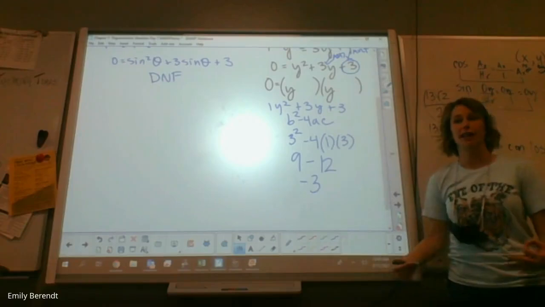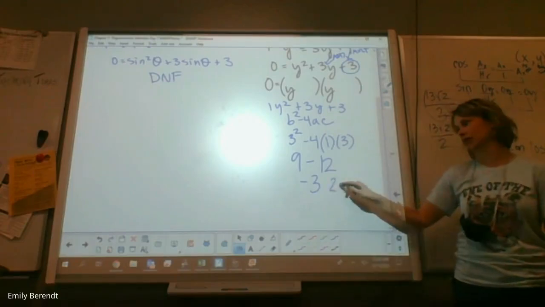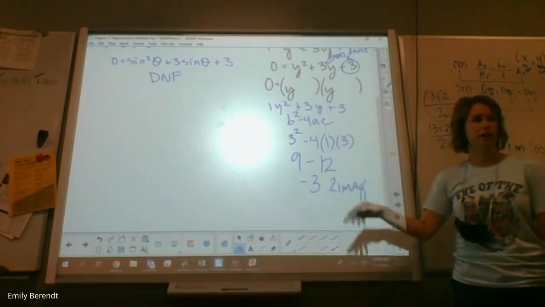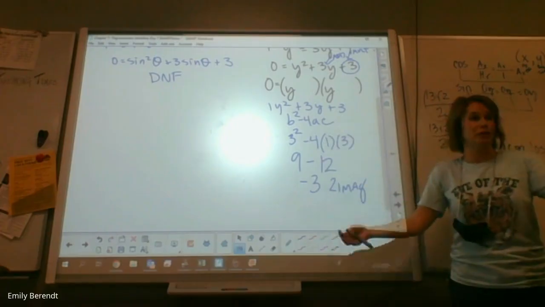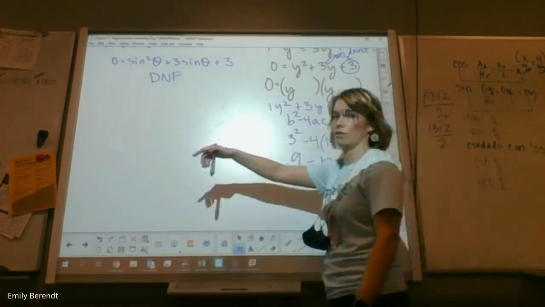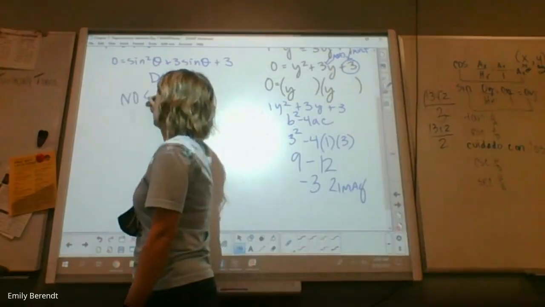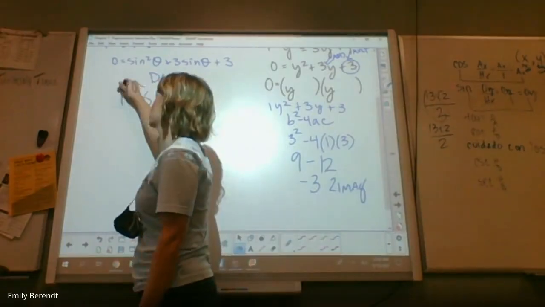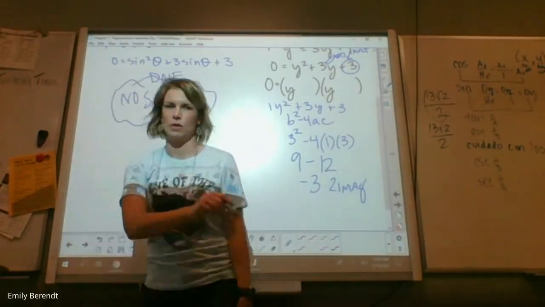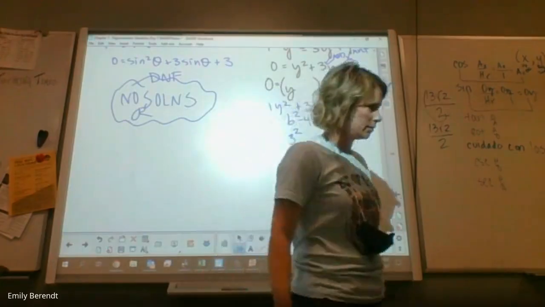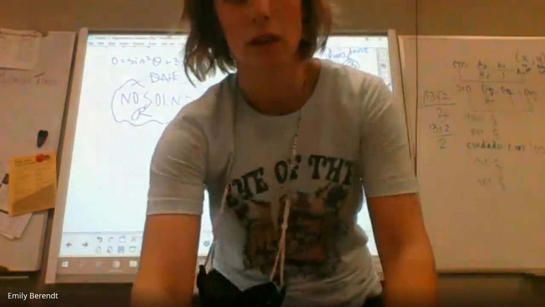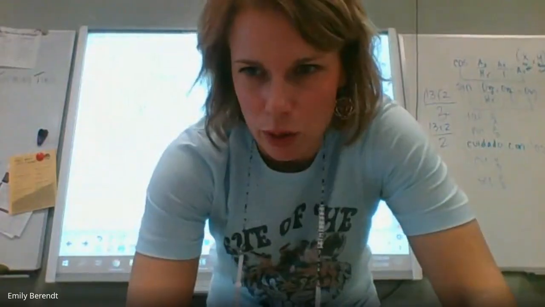Your discriminant came out to be negative, which means that you have 2 imaginary solutions, which means there can't be any solutions if they're imaginary. So if it doesn't factor, there's no solutions. No real solutions, if you want to throw that in there. Alrighty, that was a long one.